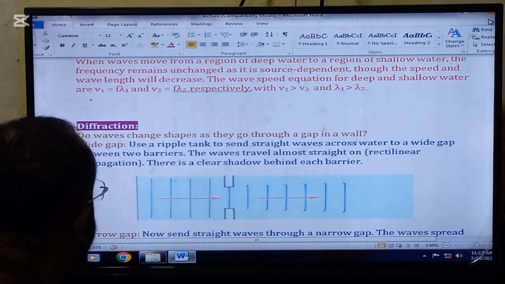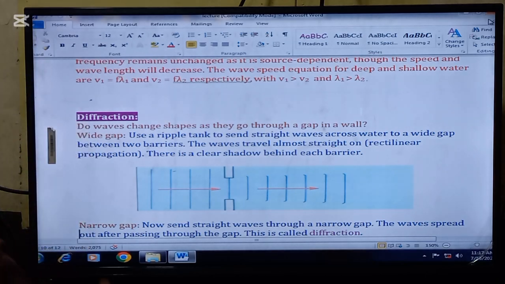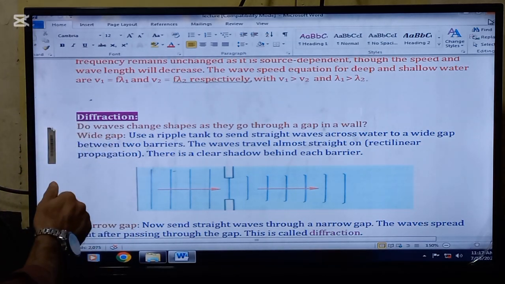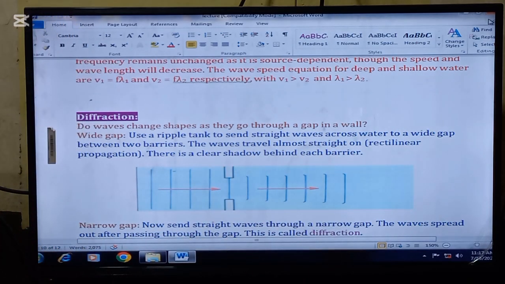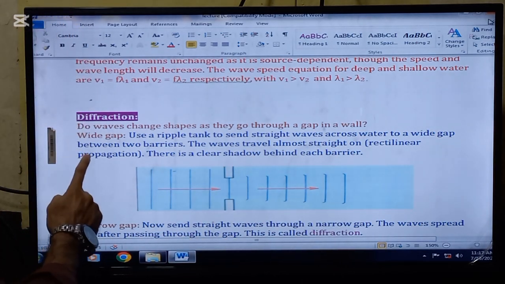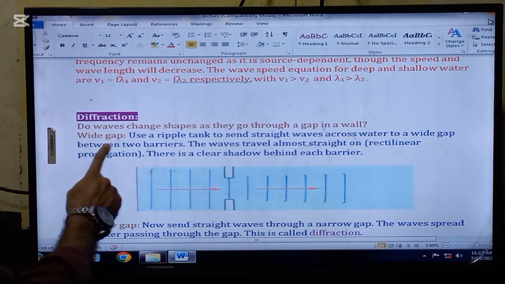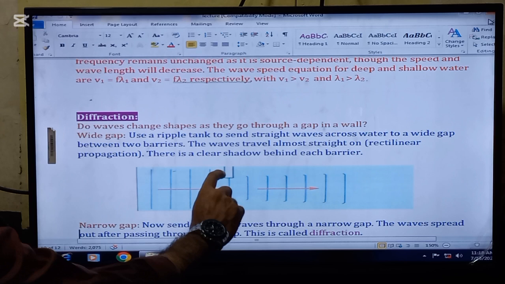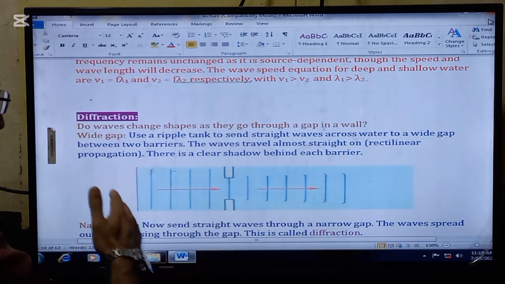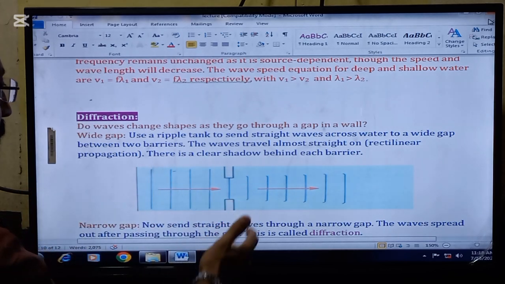The next topic that we are going to read in the lecture is diffraction. Do waves change shapes as they go through a gap in a wall? The first topic is the wide gap, and then we will read the narrow gap. So first, the wide gap. When the waves pass through the wide gap, what will happen?